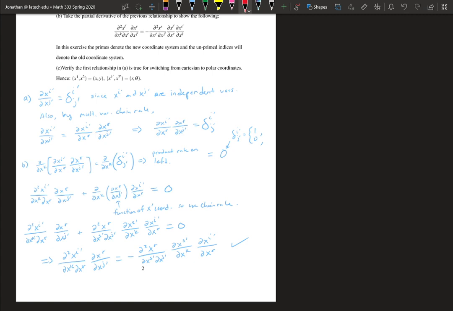So note right here, I'm differentiating x_r with respect to x_k. Well, to do that, I have to go through the prime coordinates, which is why we introduced this s prime here and here. So use a chain rule to do that derivative.